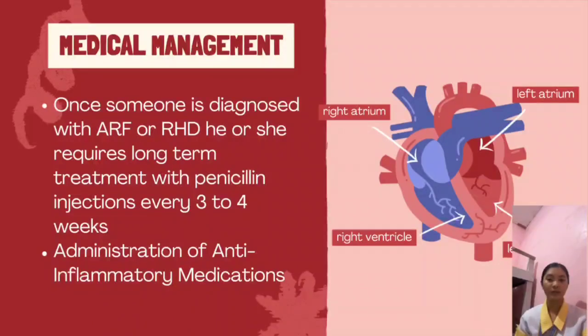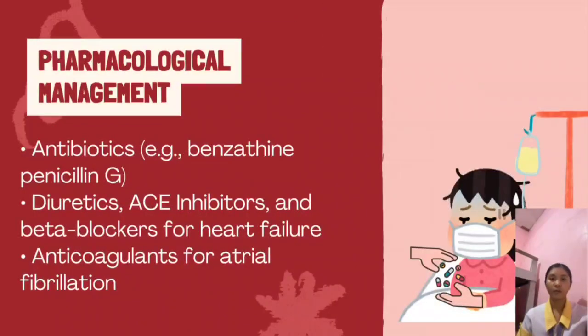So once diagnosed, patients require long-term treatment to prevent complications. So penicillin injections every 3 to 4 weeks to prevent recurrent infections, and anti-inflammatory medications are administered to reduce inflammation. For pharmacological management, we have antibiotics such as benzathine penicillin G, then diuretics, ACE inhibitors, beta blockers for heart failure, then anticoagulants are prescribed for atrial fibrillation to prevent blood clots.